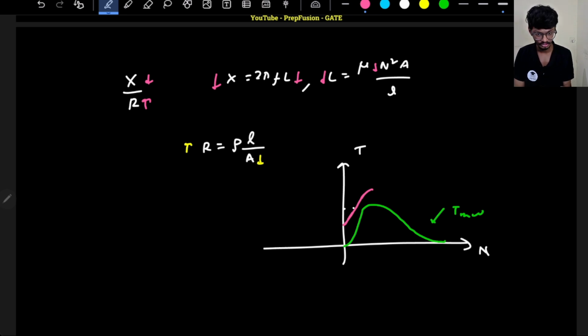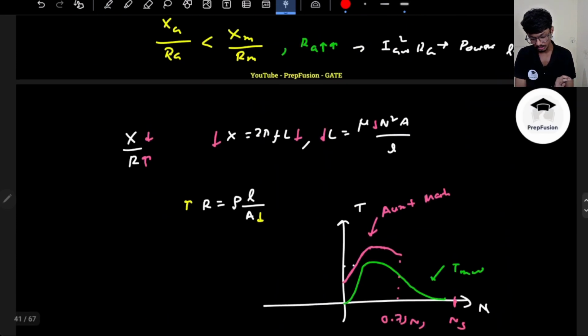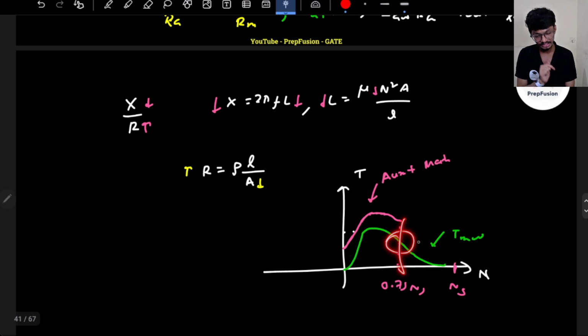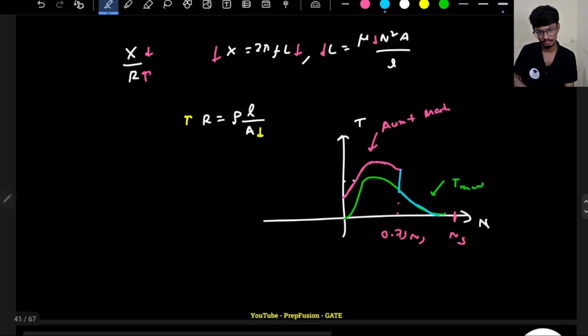So this will be somewhat higher, and then after it reaches a certain point, this torque is the auxiliary winding plus the main winding. After it reaches a certain speed, that is 75%, generally what we do is, after we reach 0.75 of the synchronous speed, so this will be ns here, we turn off the centrifugal switch. So there is no current in the auxiliary winding anymore, but the main winding still has current, and at this speed it will develop some torque. So the torque suddenly reduces and it follows the main winding graph. So that is the purpose.